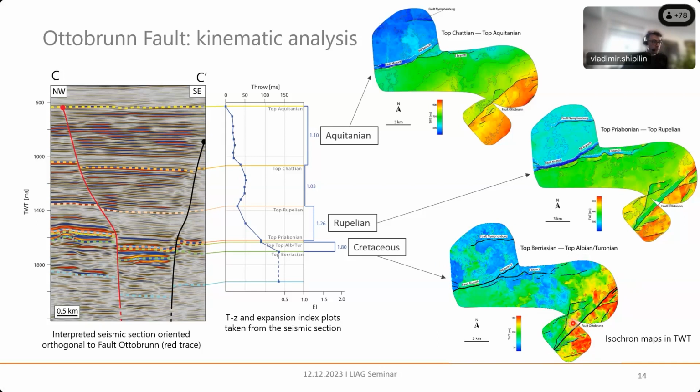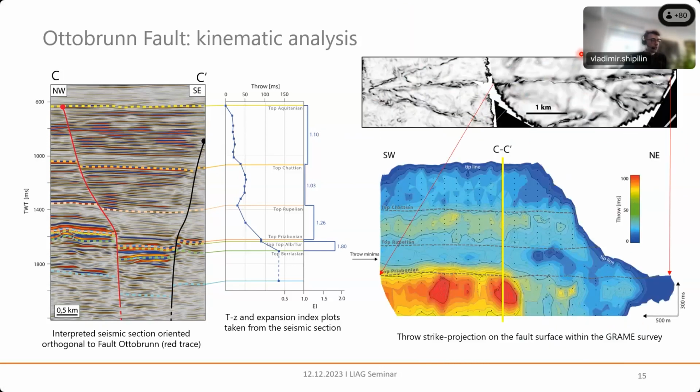And if we look at the fault Ottobrunn, we see that across the fault, especially in this region, we have a sedimentary depocenter, which is indicative of the fact that sedimentation was taking place as the fault was active. We also see thickening across the fault for the Rupelian interval and also for the Aquitanian interval. So basically now we postulate that there are 3 phases of faulting activity.